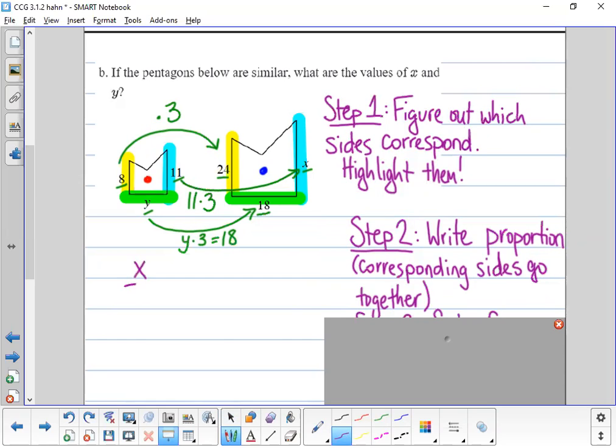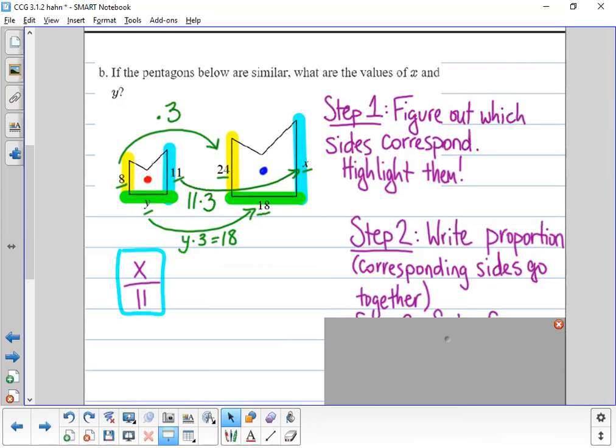So I'm going to write X in the top of my fraction, because I always like to have variables in the top of my fraction if I can. And the corresponding side that goes with X is 11. So those were both highlighted in blue. I put my numbers and my variables together into one fraction, and I highlighted that in blue, so I know that I'm talking about my blue sides. And then I've got my yellow sides, 8 and 24.